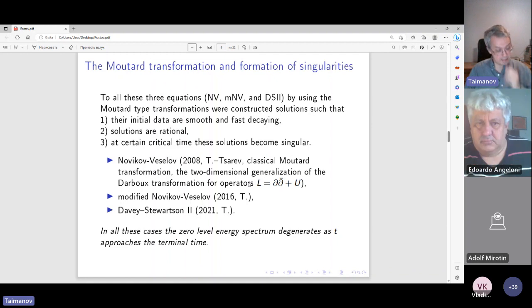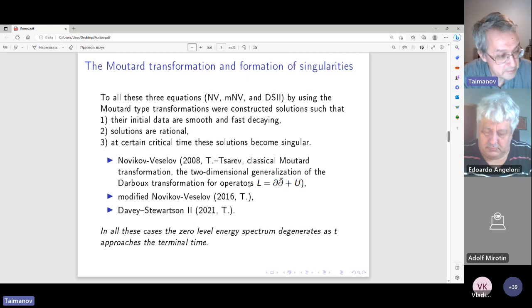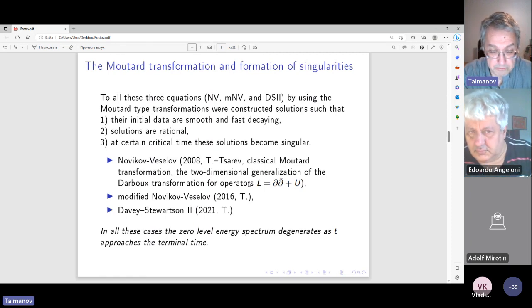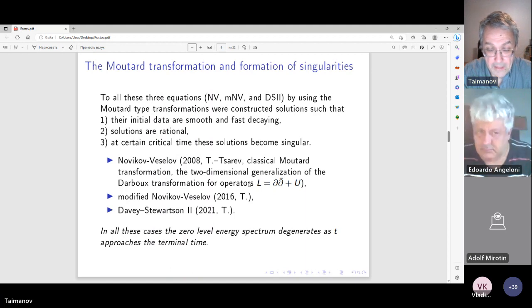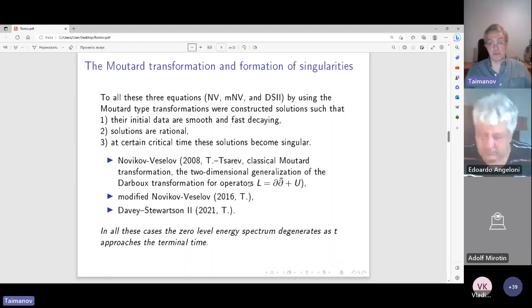It appears that the spectrum is not preserved. At this terminal time, it degenerates. One eigenfunction, which corresponds to one point of the discrete spectrum, blows up. And it looks like that's related with the blow-up solution. So there is some relation. But now I will speak only about examples.